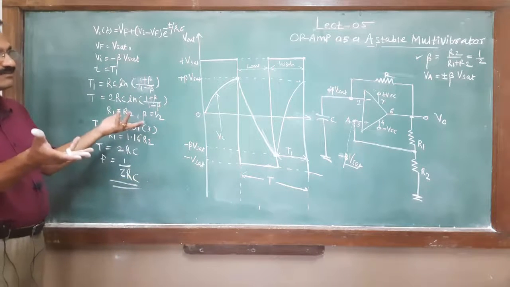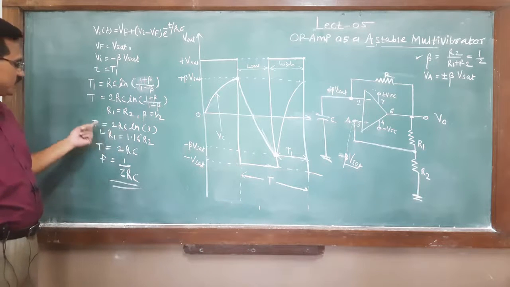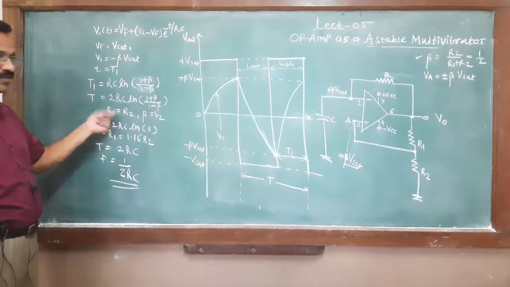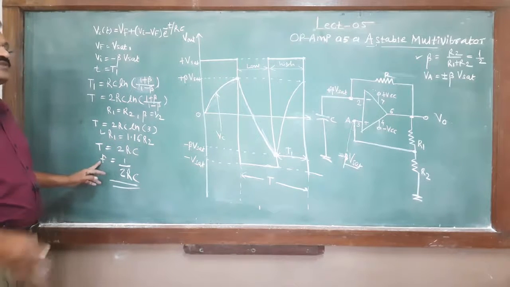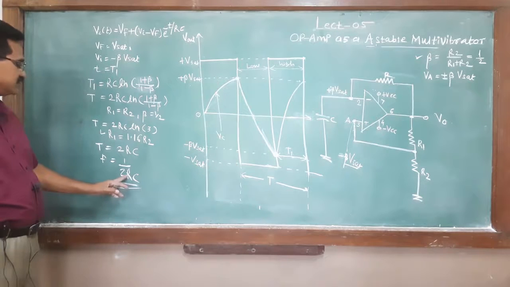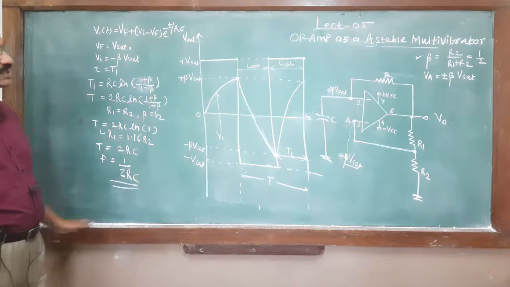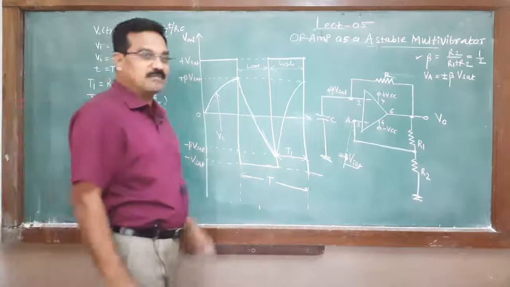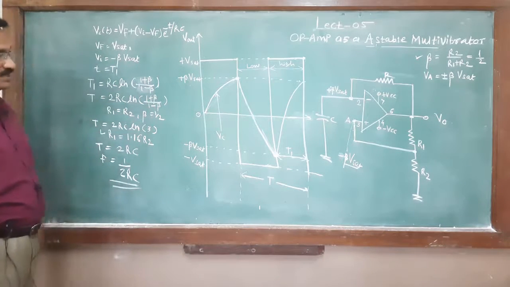Suppose we want to design an op-amp as an astable multivibrator. Suppose we use the condition R1 equal to R2, or R1 equal to 1.16 R2, design for F equal to 1 kilohertz, and take the value of C equal to 0.1 microfarad. Find the value of R. In this way we can design the astable multivibrator. You remember that this is the expression for frequency.